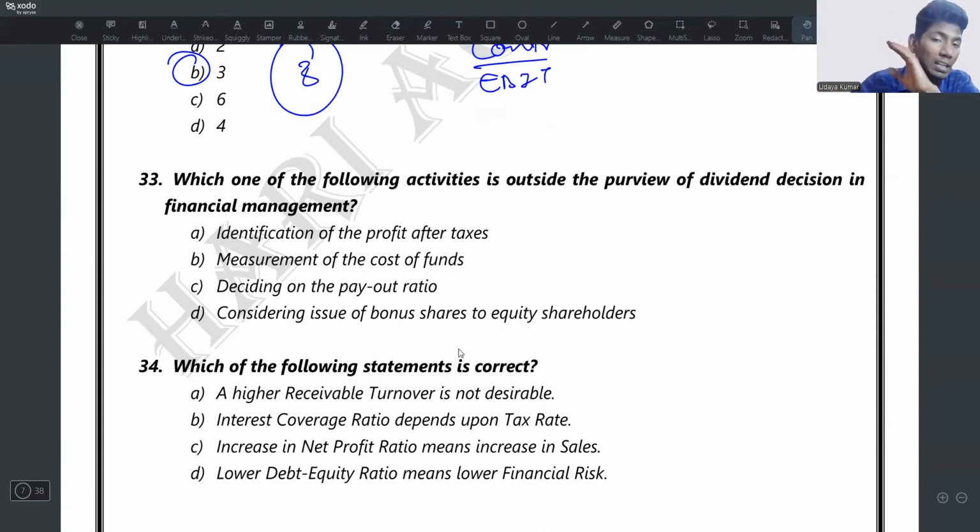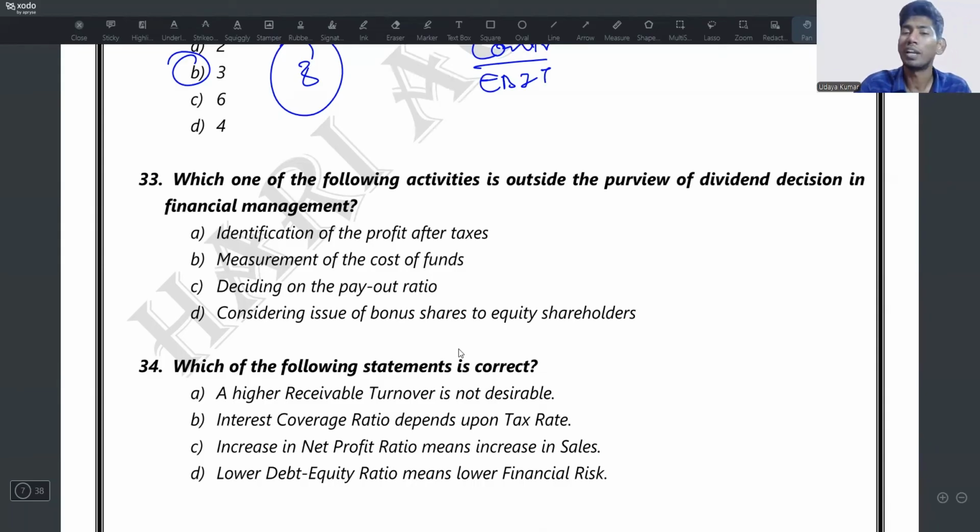Okay. So again, I'll read the question. Which one of the following activities is outside the purview of dividend decision in financial management? Identification of the profit after tax is inside the purview, right? And measurement of the cost of funds. So cost of funds, where does it come from?